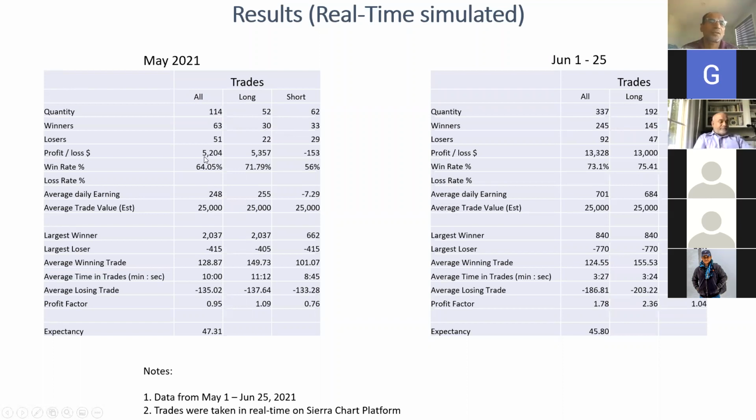My net profit was $5,204. The win rate was 64%, but the long was 72% and short was overall negative. Why is that so? Because the market in general has been bullish for the last 2 months, so it's not working in your favor when you take short trades. And because we cut losses very early, you incur losses very frequently in the short trades. Average daily earning was $248 net: $255 in the long, minus $7 in the short.